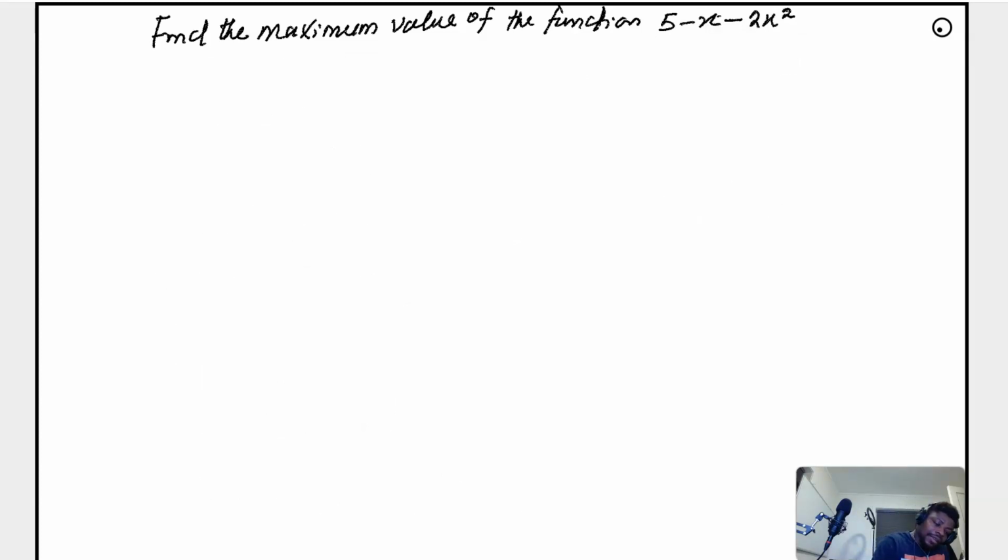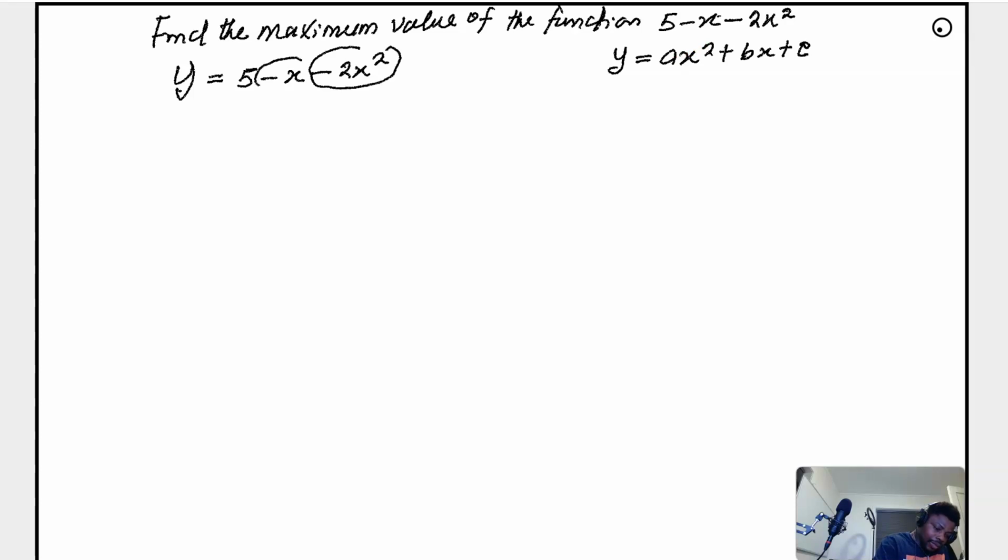Find the maximum value of the function that. So my function is 5 minus x minus 2x squared. Remember that it has to be written in form of this, where I want x squared to start. So which is this one here, then this one here. So my y is equal to minus 2x squared, minus x plus 5.